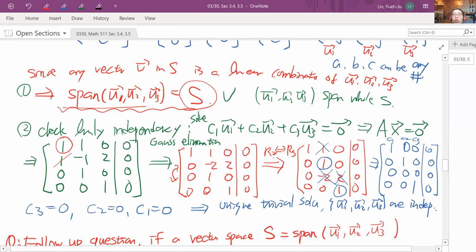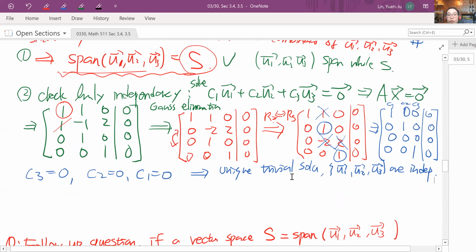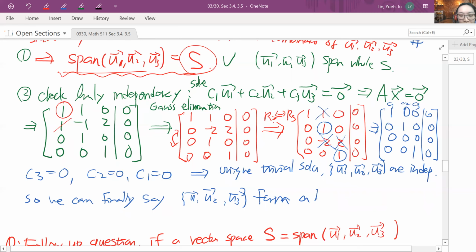At this point, once you really show that these three vectors are linearly independent, then you can tell me, because they're linearly independent, plus they form a spanning set for S, these three vectors really form a basis for S. Okay, so now we can finally say that these three vectors form a basis for S.